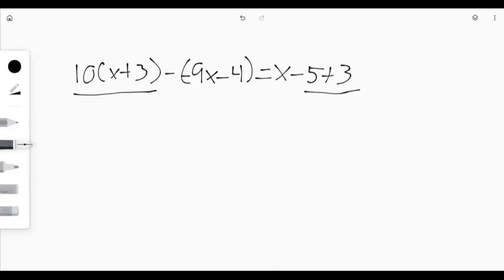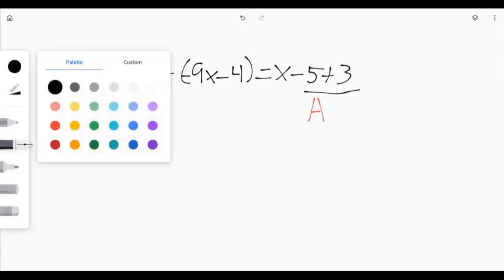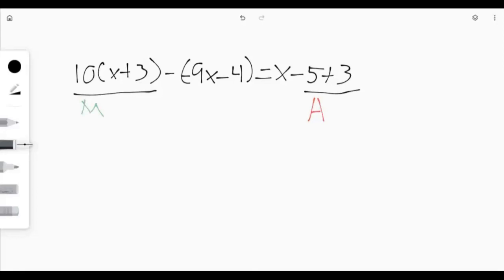We see here that we have some easy operations. On the left side, we have some multiplication, which we'll label in green with an M. And over here, we'll label in red or orange, I'm not great with colors, we have some easy addition. We're going to take care of those first, just to get some of the equation condensed down. So for our first step, we're going to try this multiplication on the left side.